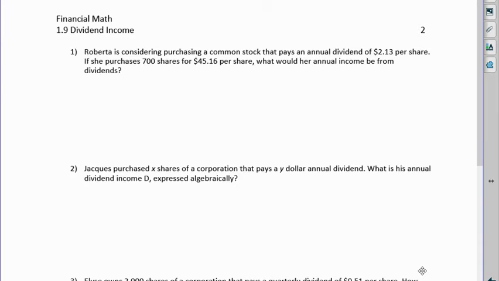Okay, so here's some examples. Make sure you have these in your notes. Okay, Roberta is considering buying a common stock that pays an annual dividend of $2.13 a share. If she purchased 700 shares for $45.16 a share, what would be her annual income? Now, the $45.16 is actually her cost to buy.